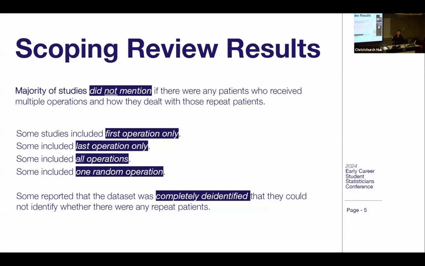Some studies included just the first operation, some included the very last operation, some included all of them, and some did a random selection per unique patient. A number of studies also reported that the data set they were using was completely de-identified, so they couldn't even tell whether they had any duplicate patients in their data set.